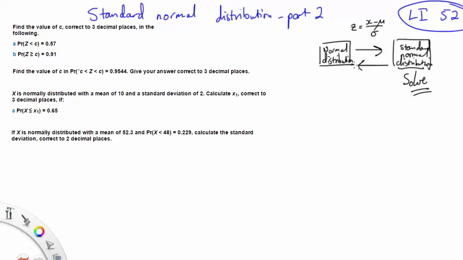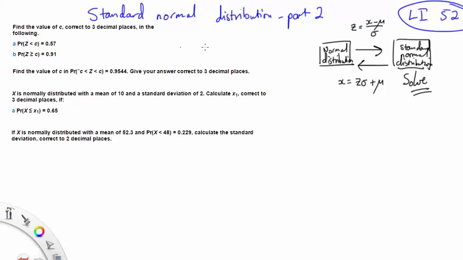Or if you want to go back the other way, you can just do a bit of algebra to figure out how to get x. It's going to be z sigma plus mu: times both sides by sigma, add mu. That's how you would get x to go that way. So that's what's happening here. To go from the normal distribution to the standard normal distribution, we use this. To go from the standard normal distribution back to the normal distribution, we use this one.